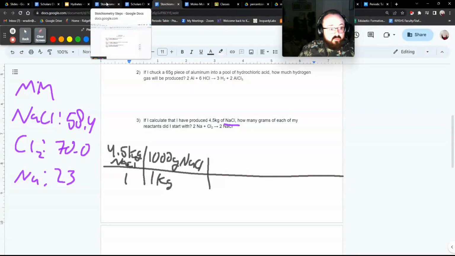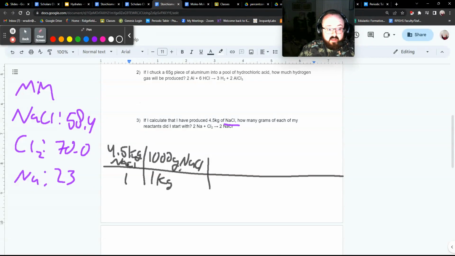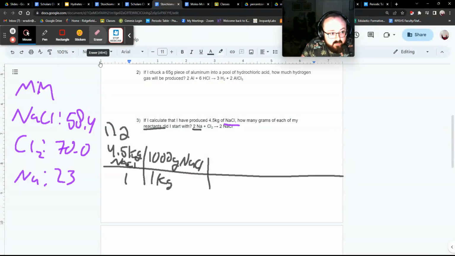Now that I've set this up, try this on your own. Pause the video. As I'm walking through it, if you're stuck, watch the video. Watch it as I go through this so that you are doing this instead of passively just listening. Try this with me. I started the setup. This is the new bit. The new part is the kilograms to the NaCl. And this question asks for each of my reactants, so we'll start with 2Na. We're going to start here by converting this to Na.